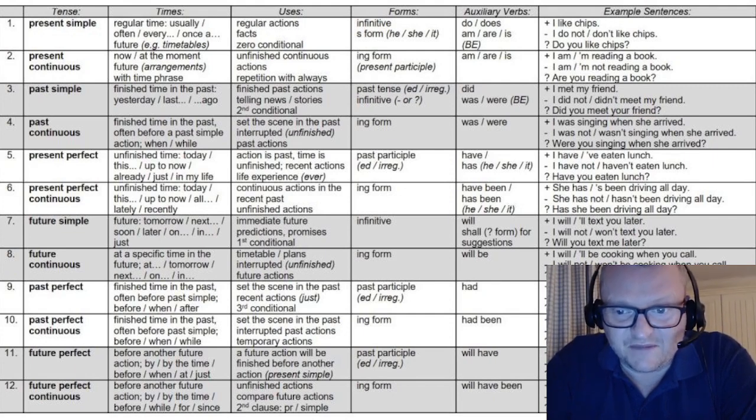She has been driving all day. She's been driving all day. She hasn't been driving all day. The auxiliary verb is have and has. Has she been driving all day? Yes, she has. No, she hasn't.